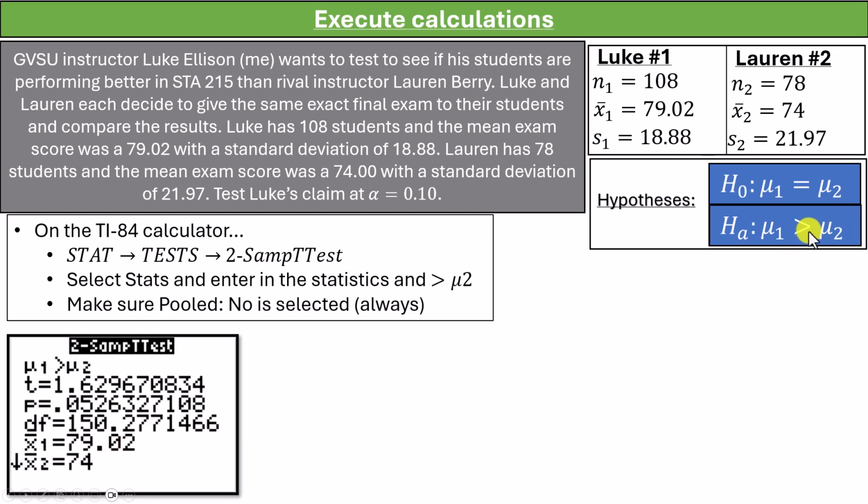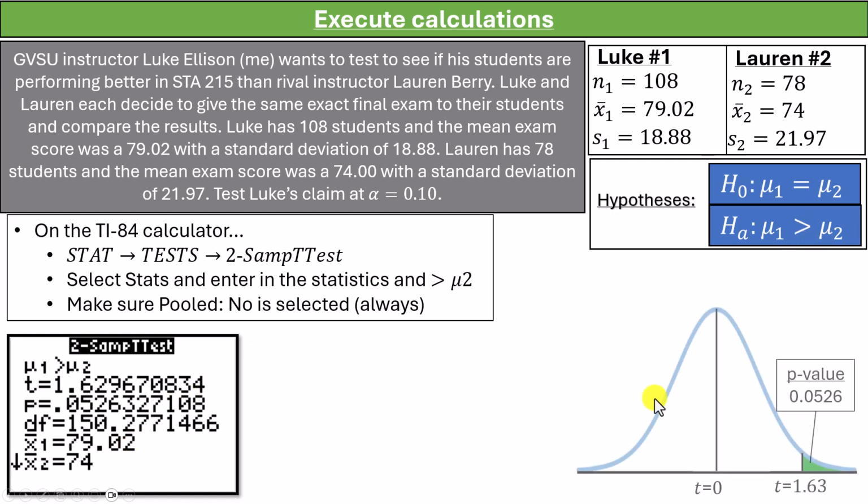So as a reminder, we have a right tail test. So that p-value is really the probability in the right tail of the distribution. Really what this p-value is saying is if there truly was no difference between Luke and Lauren's teaching styles and average grades in the population, then what would be the chance of observing the results that we have, basically like a 5-point difference here, or more extreme?